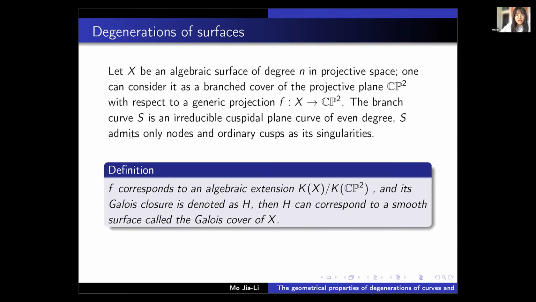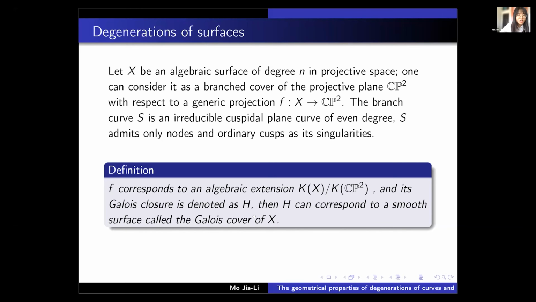S admits only nodes and ordinary cusps at its singularities. There is a definition of Gauss curve. F corresponds to an algebraic extension Kx over Kcp2, and its Gauss closure is denoted as H. Then H can correspond to a smooth surface called the Gauss curve of X.